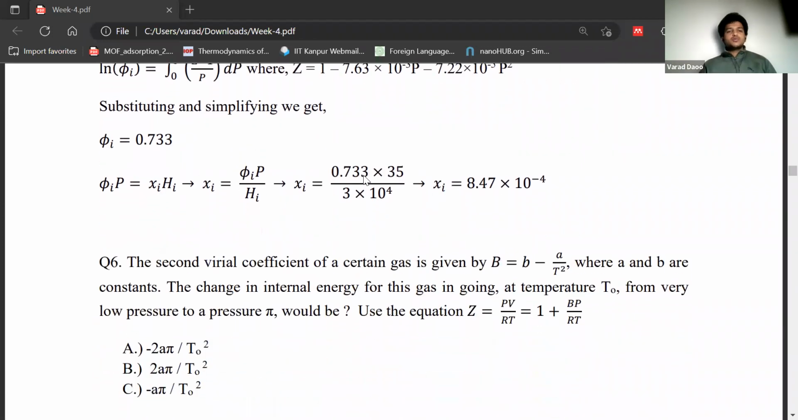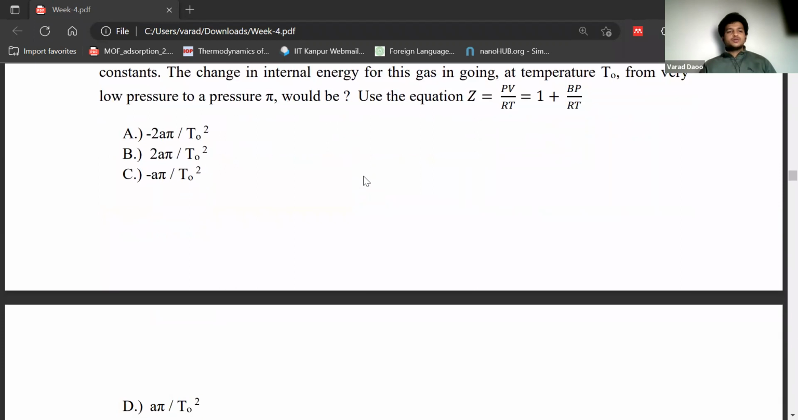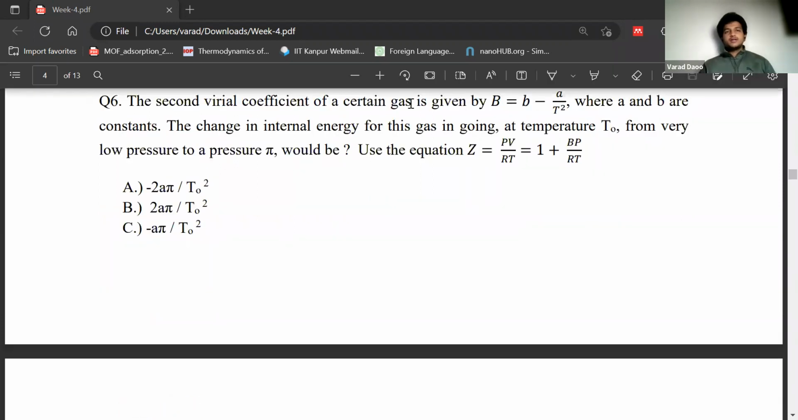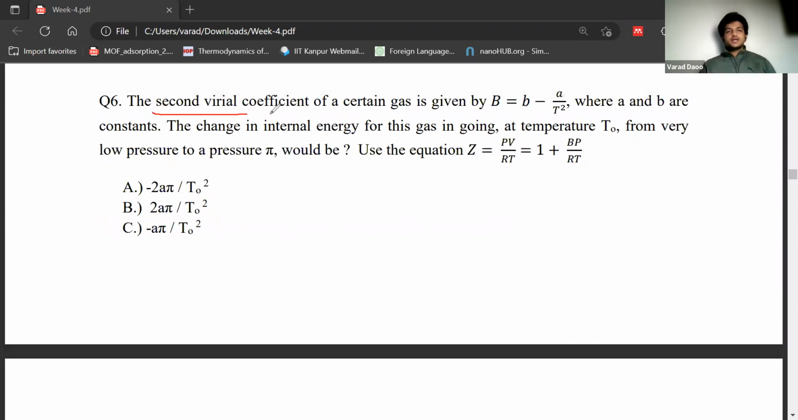Okay. We'll move on to the next question. This is also a difficult question, but you can try it. What we are given is the second virial coefficient of a certain gas, given by this expression, where A and B are constants.